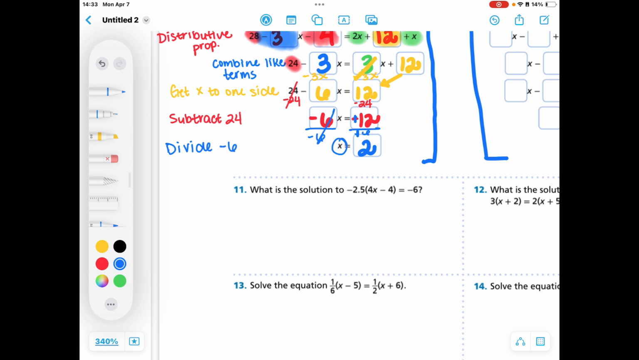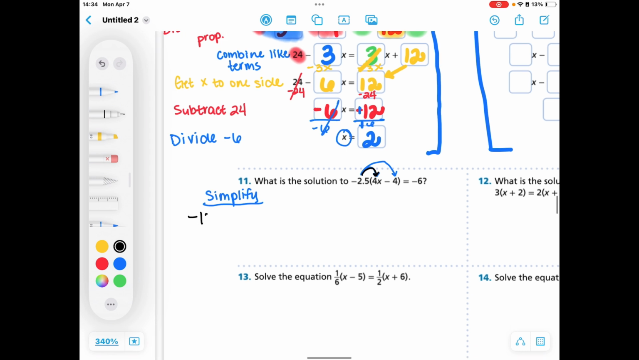Now, number 11 does deal with a decimal. Say if you don't like thinking about decimals or anything, you can always use a calculator, which is how I'm actually going to solve for this one. So starting with just simplifying, that's going to give me negative 2.5 times 4. So negative 2.5 times 4x is going to be a negative 10x.